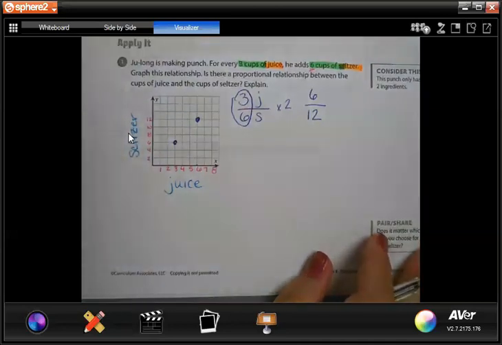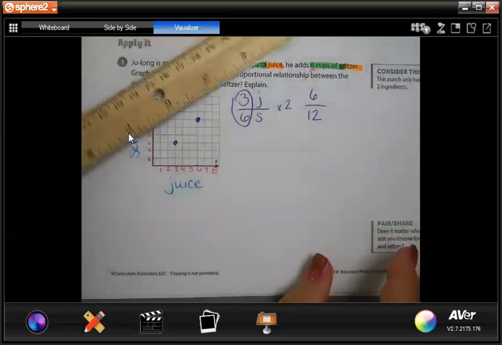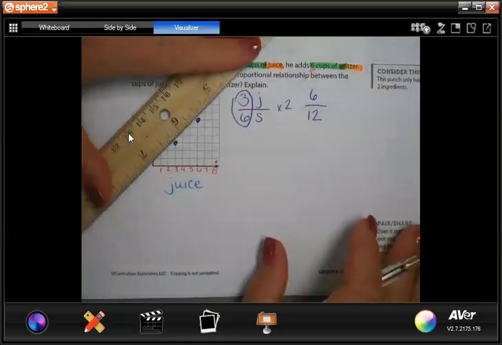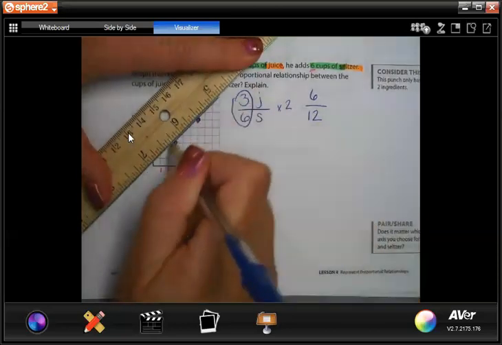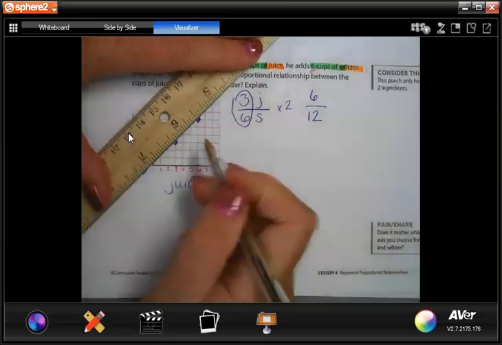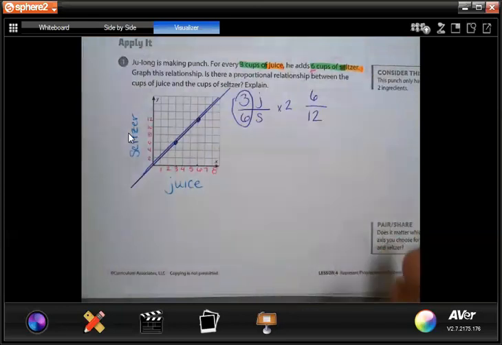Now, to the best of my ability, because I know you guys don't have rulers at home, but I have a ruler here, I am going to play connect the dots, and I'll tell you why I'm doing that in a second. Whoops, sorry, I'm a little off. Hold on just a minute. Okay, sorry, ignore that first one.